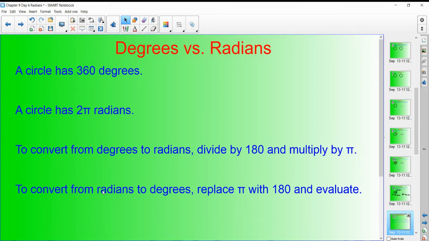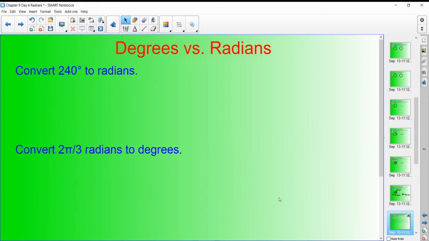And then to convert from radians to degrees, radians generally has pi in it. We're going to replace pi with 180. And I'll show you what that looks like with a few examples. So it may ask you to convert 240 degrees to radians, or it may ask you to convert 2 pi over 3 radians to degrees.